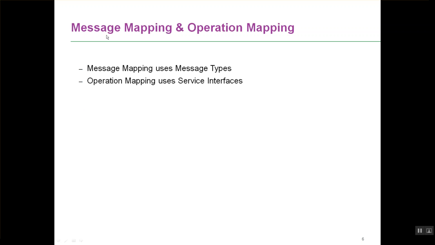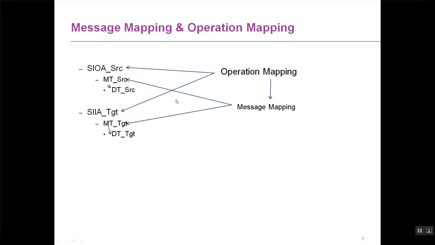Okay. And then you would define a message mapping and an operation mapping. The message mapping uses message types and an operation mapping uses service interfaces. Do not worry, this picture will make it all clear for you. Okay, so we've defined two service interfaces, SI_OA source, which in turn uses the message type, which uses the data type. You have service interface inbound asynchronous target. This uses the message type target, and the message type in turn uses the data type target.